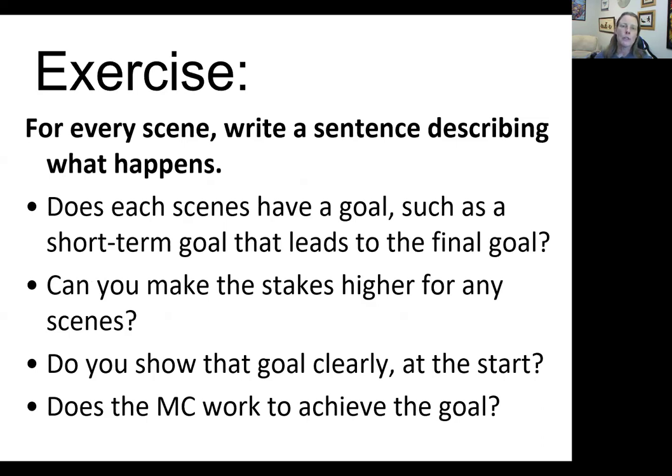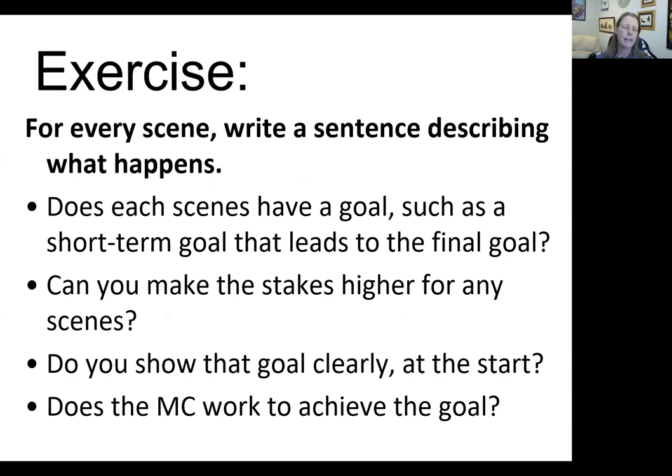One thing you can do to look at your scenes and make sure they're working well is for every scene, write a sentence describing what happens. Really try to narrow it down into 1 or 2 sentences. And then you can look at, does that scene have a goal, such as a short-term goal for the character that leads to that larger goal that's going to be the main story goal?